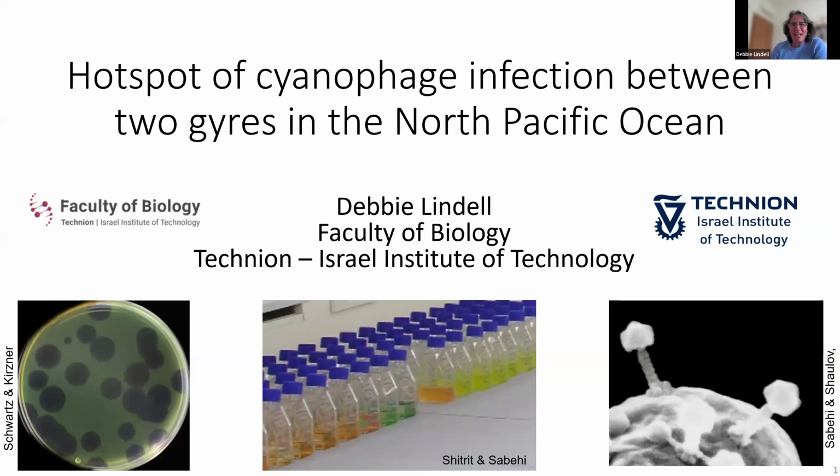Terrific. Hi, everyone. So I'm going to continue our discussion on host virus interactions in marine cyanobacteria, but I'm going to present somewhat different data, looking at the distribution patterns of cyanophages and the pattern of their infection across gradients in the North Pacific Ocean. And I'm going to particularly focus on a hotspot of cyanophage infection that we found in the North Pacific Ocean.